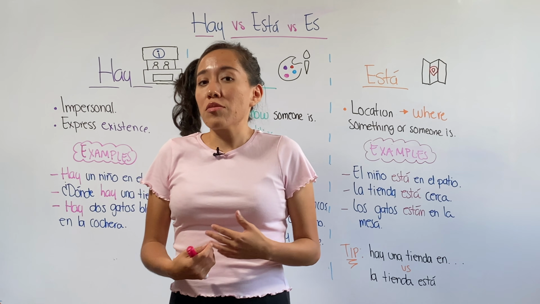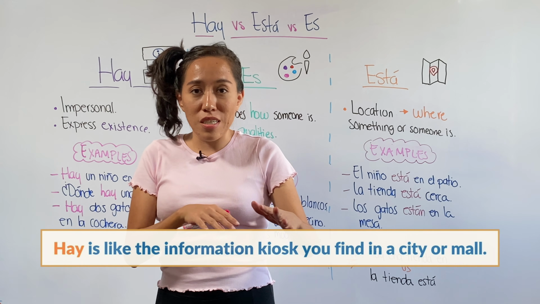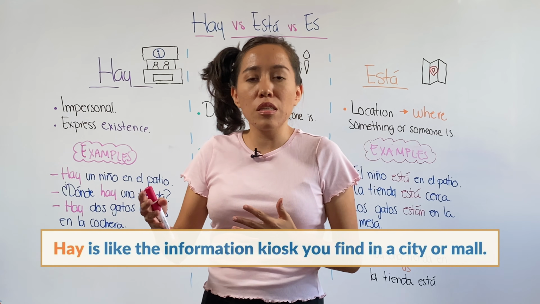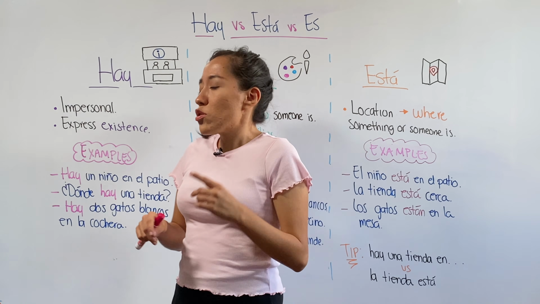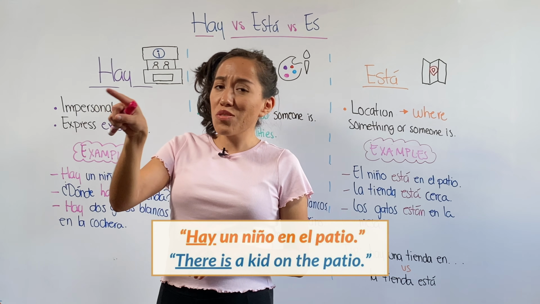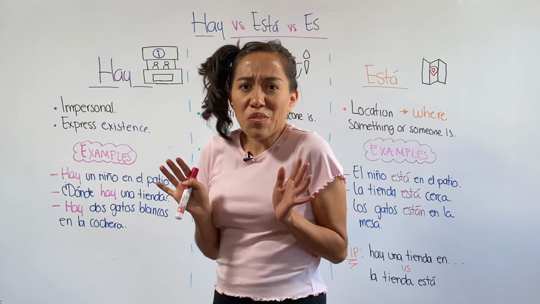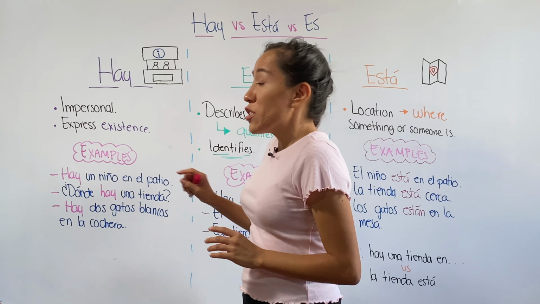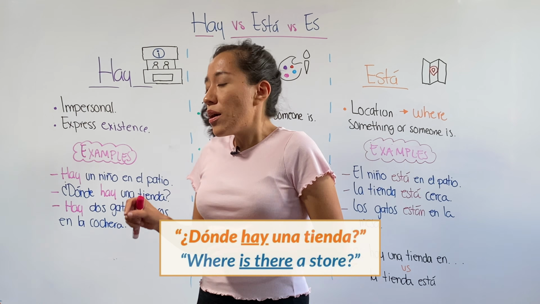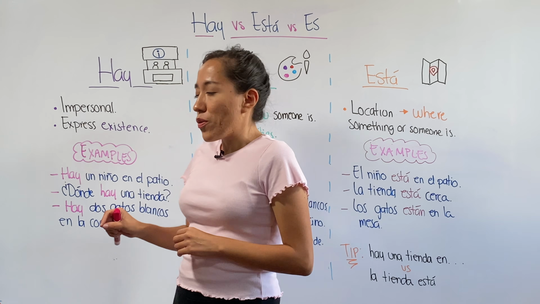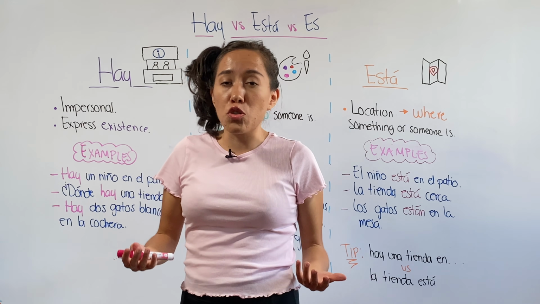You can think about hay as those information booths that you find in cities, where you can go and ask people if they have something in that specific place. Let me give you some examples. Hay un niño en el patio. There is a kid on the patio. What is he doing there? I don't know. Check this next question. ¿Dónde hay una tienda? Where is there a store? This is a question we could totally ask at the information booth.